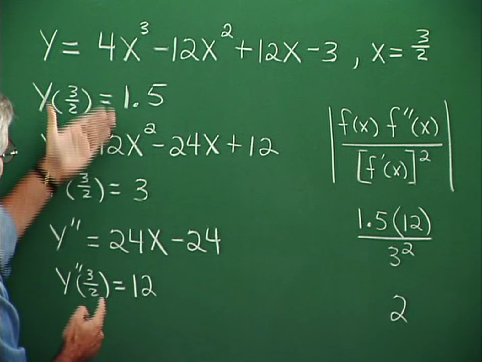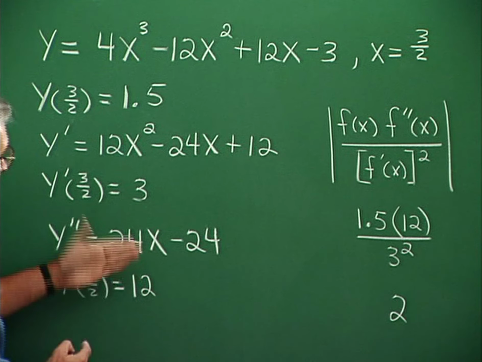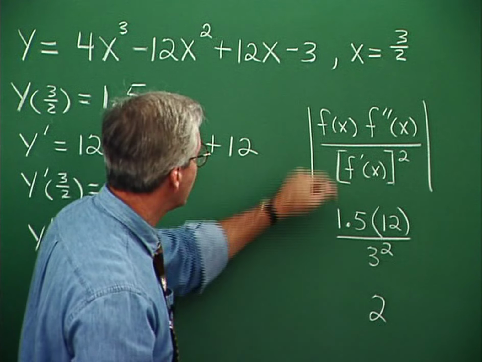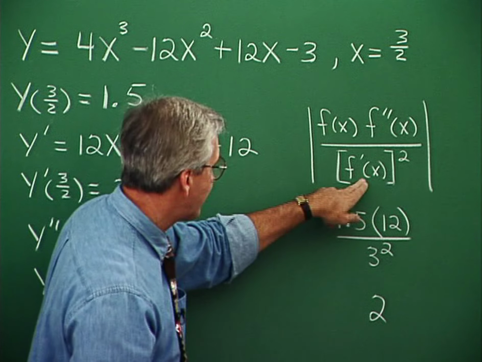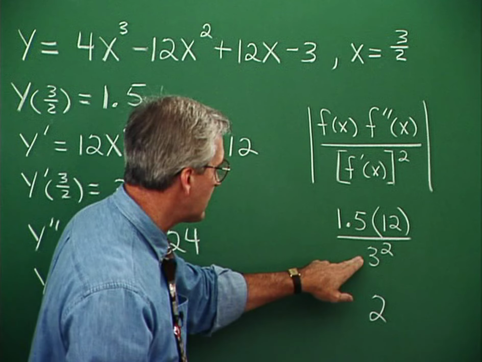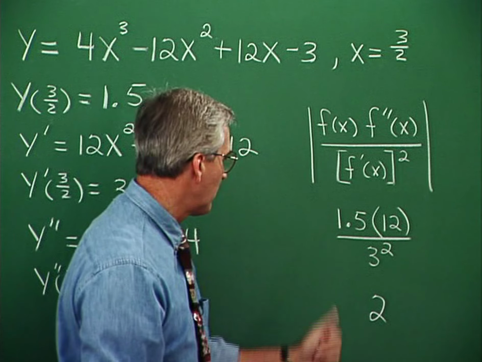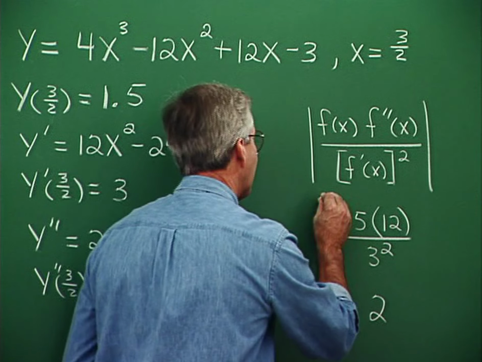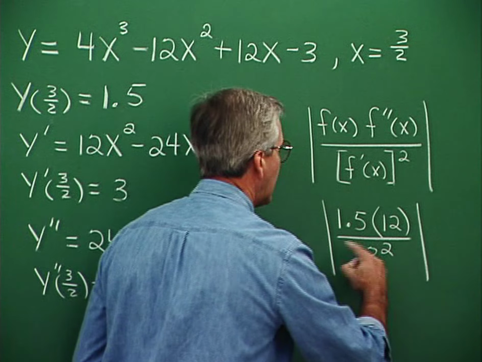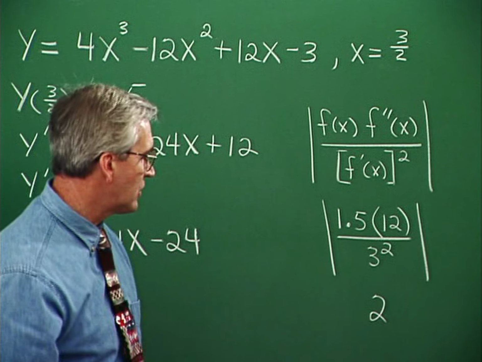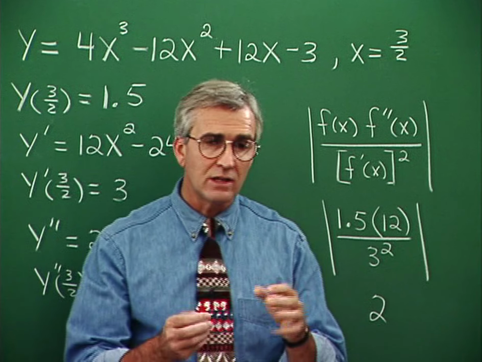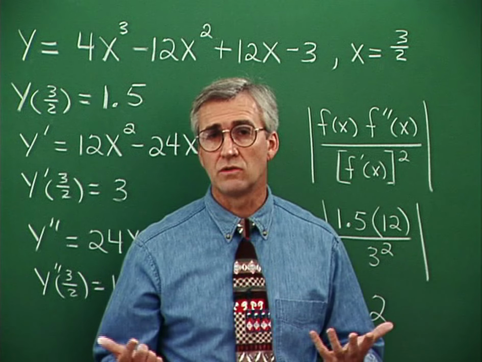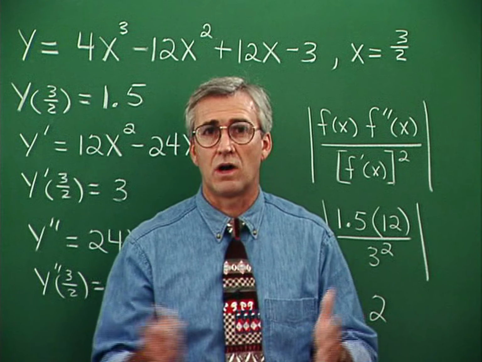Now with these values, the 1.5, the 3, and the 12, we calculate this quotient. f of x was 1.5, the f double prime of x is 12, f prime of x was 3. The 3 is squared in the denominator, and performing the calculation, we find that the quotient is 2. I probably should have an absolute value symbol here. Doesn't make any difference, everything is positive. But since 2 is certainly not less than 1, this first approximation for the 0 is not going to work if we're using Newton's method. We need to choose another approximation for x.